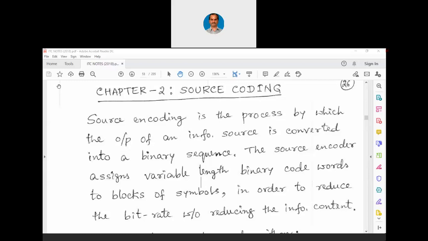So, even though in the syllabus chapter 2 or module 2 is the third one, in our coverage we will do the third one first and later on we go to the second one.